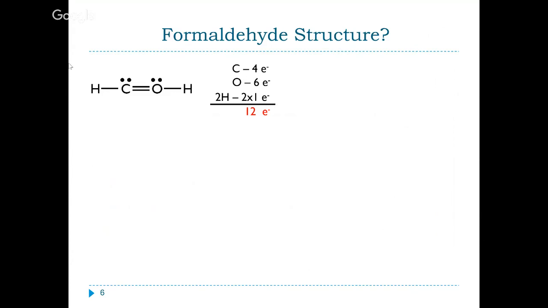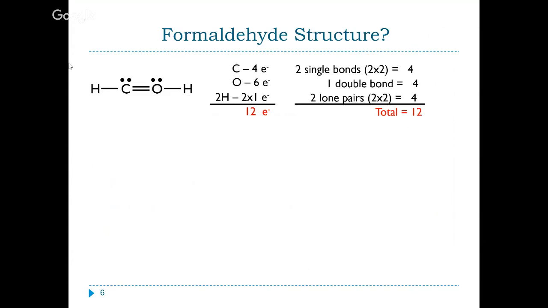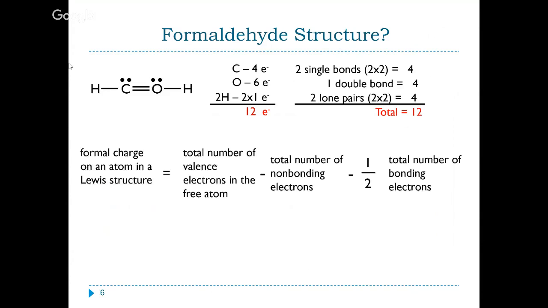So here's a possibility for the formaldehyde structure. We're showing each hydrogen has 2 electrons if we formed a bond. Carbon and oxygen both have 8 electrons. And we aren't breaking any rules here because we're starting with 12 electrons: carbon brings 4, oxygen brings 6, and each hydrogen brings 1. So if we count them all up, we end up with 12. We started with 12, so we're good.